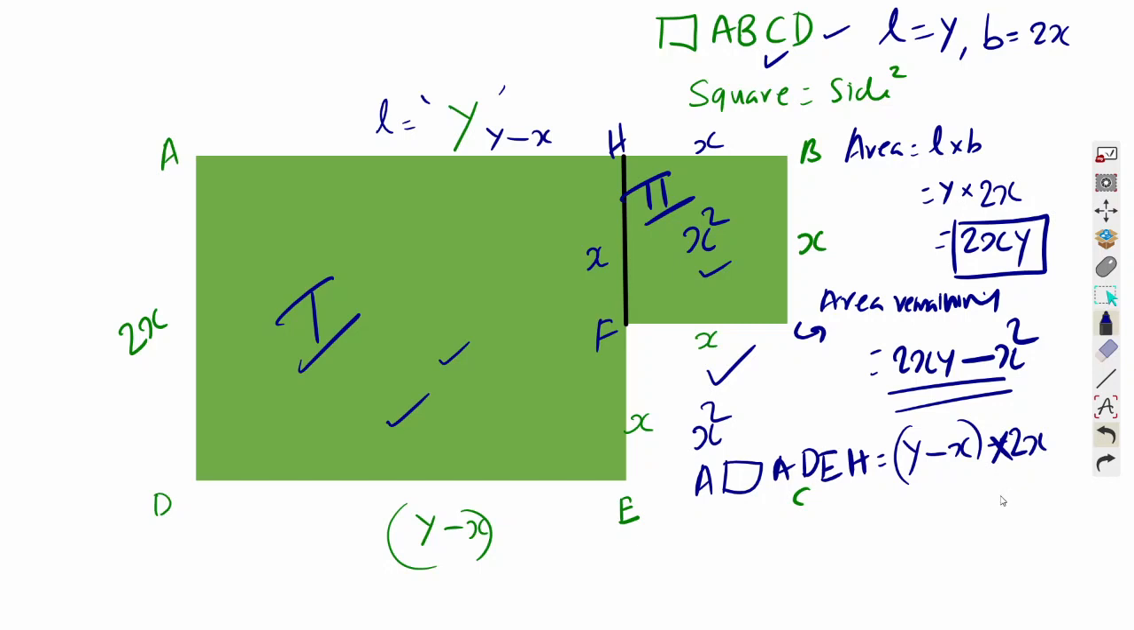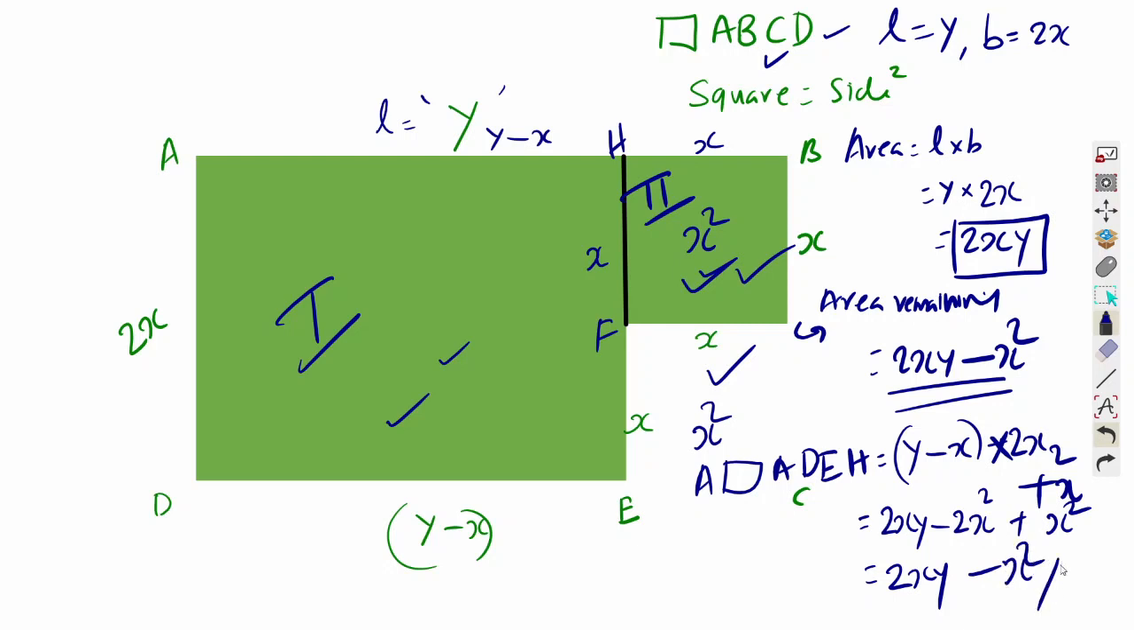So length into breadth will be written like this. Then you have to add this particular x square to it later. So this one is equal to 2xy minus 2x into x, 2x square, plus the x square of this one. So what will happen? 2xy minus 2x square minus x square is only x square will remain. So then also we get the same answer as our formula of the remaining area or formula of the green shaded portion.